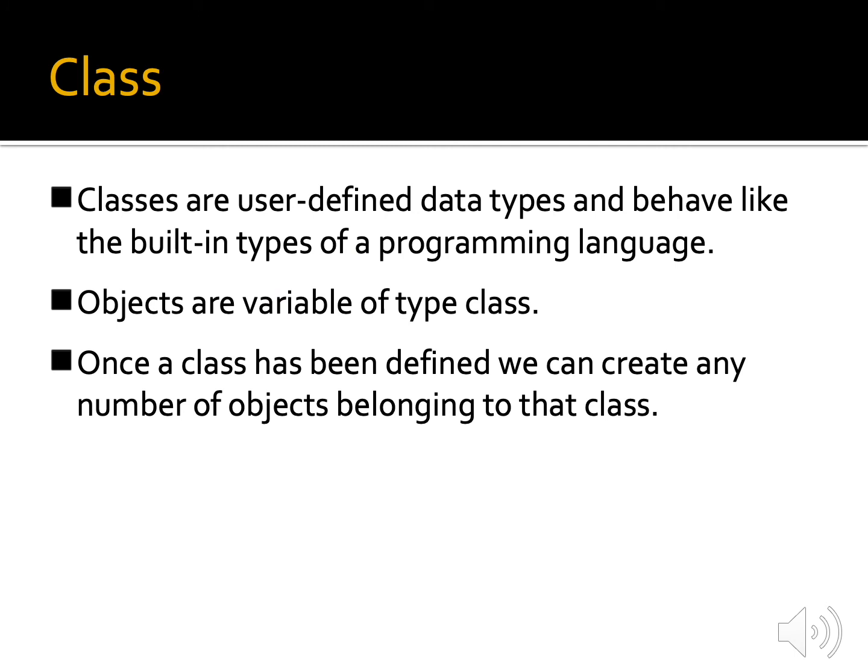So what is a class? Classes are basically user-defined data types and behave like the built-in types of programming languages. Objects are variables of type class. Once a class has been defined, we can create any number of objects belonging to that class.